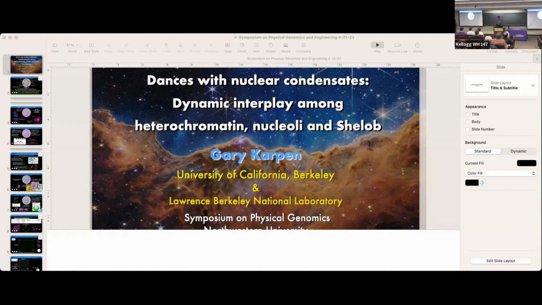Okay, so this is the theme today. I'm going to talk about, hopefully, interplay among three condensates if I don't run out of time. First, we have the pericentromeric heterochromatin shown in pink and nucleoli shown in green. And then we have a new condensate, which we call Shelob, and you'll see why, that is present in all the interchromatin spaces in the euchromatic space, but also surrounds the pericentromeric heterochromatin. So there's like this three-layered structure.